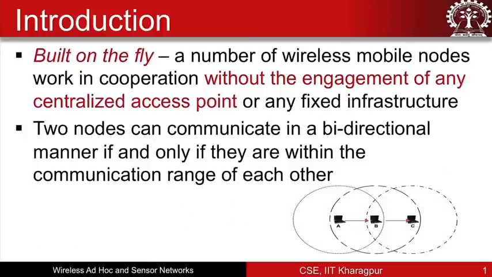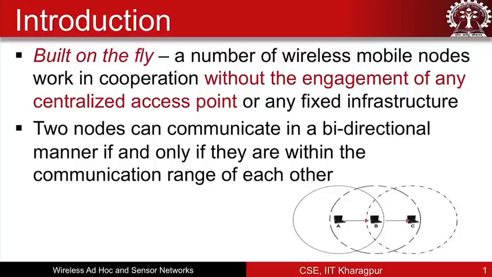So, let us just recap some of these things that we are already familiar with by now. The first thing is that these networks are built on the fly. That means that you have a collection of different wireless nodes which cooperate. These nodes may not be able to talk to one another directly, but there are intermediate nodes which cooperate with one another and engage with each other. There is no centralized access point which can help coordinate all these different nodes. There is no fixed infrastructure, and this is how these networks are built, on the fly.